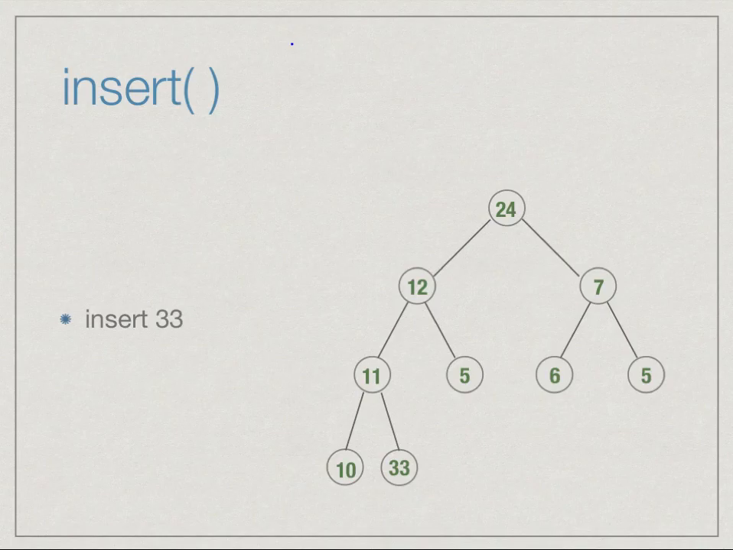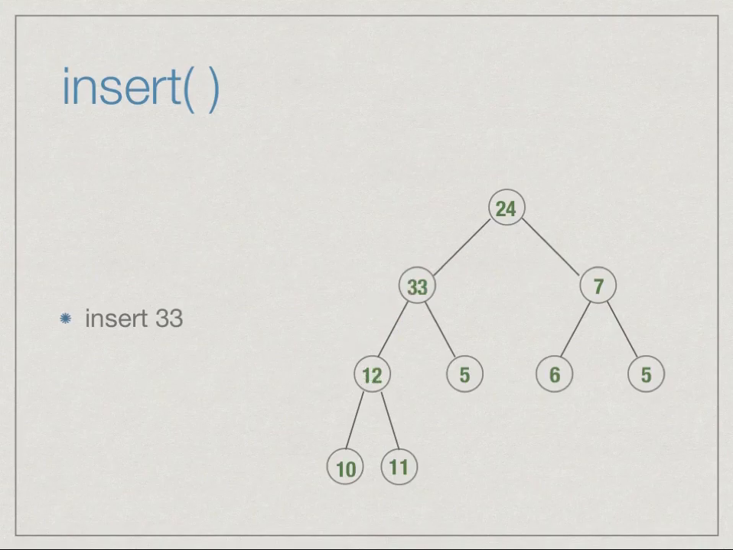So let's add another node. Supposing we add 33 now to the heap that we just created. So 33 again creates a new node at this point. Now 33 being bigger than 11, we have to walk up and swap it. Then again we compare 33 and its parent 12.